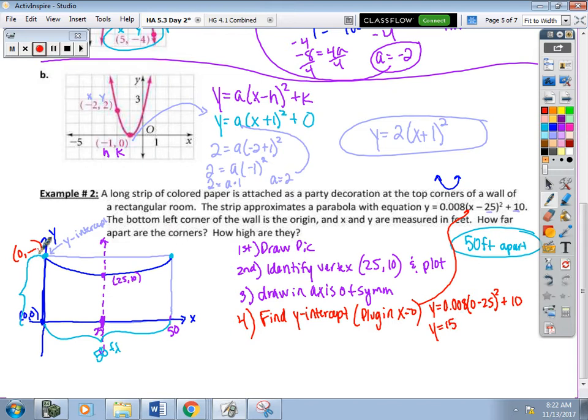Okay, which means that this is 0, 15. This point would have to be 50, 15. Not that necessarily we need that, but just kind of adding it to our picture, because we know that these 2 points have to be symmetric about the axis of symmetry. So how high are the corners? They are 15 feet tall.